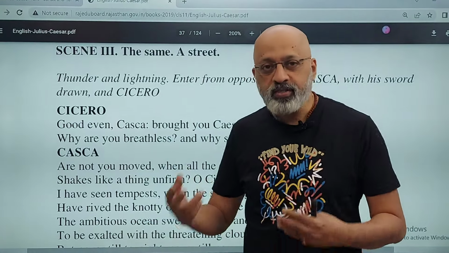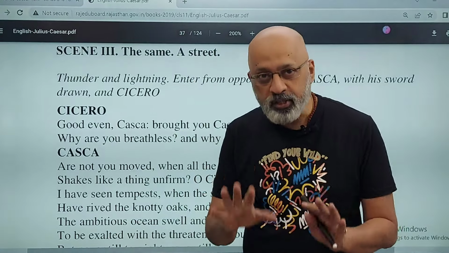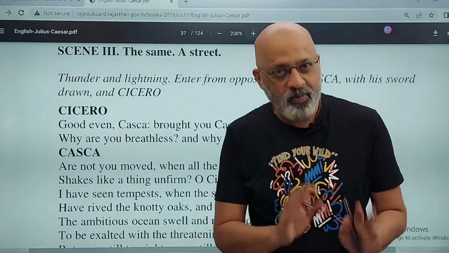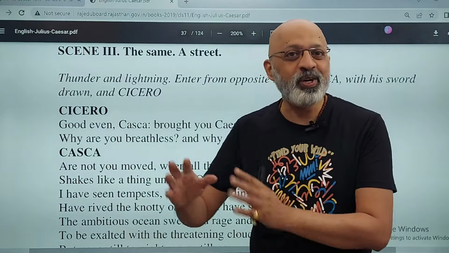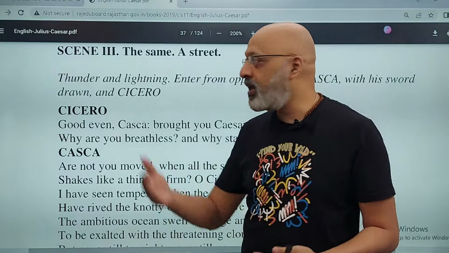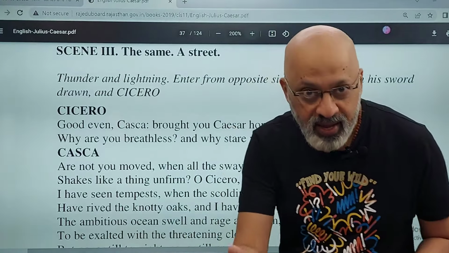In fact, these days I am working on both Julius Caesar and Macbeth, and I realize that Shakespeare essentially uses the same kind of elements in most of his plays. He basically rehashes quite a bit of the elements in different plays. So Macbeth is also pretty similar, where also it is associated with a lot of thunder and lightning as ill omens.